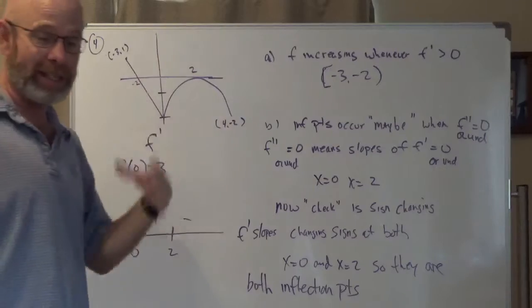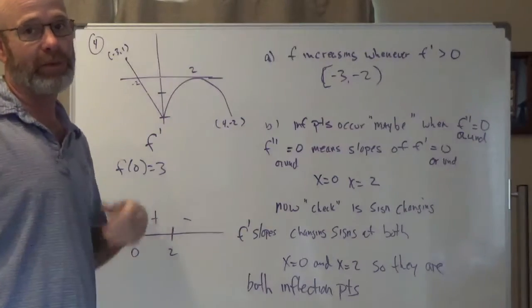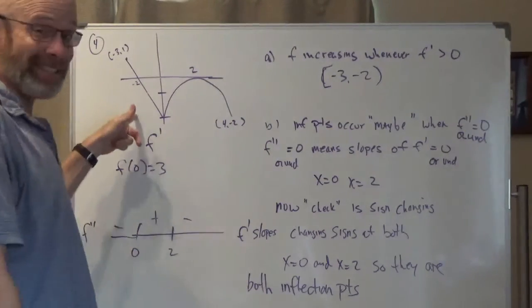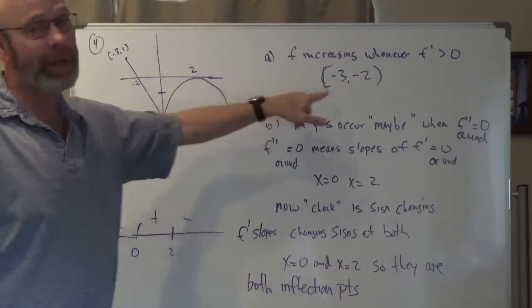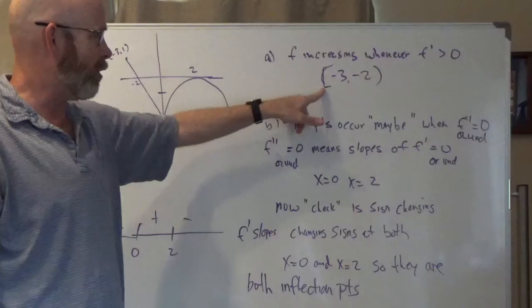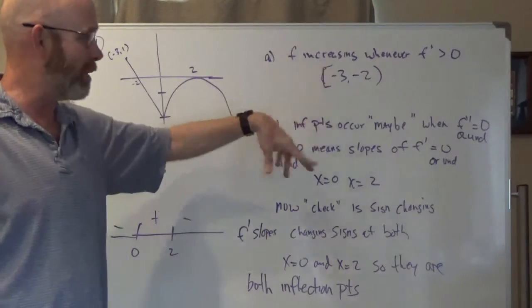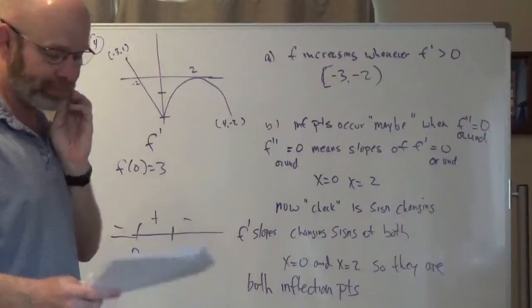So whenever I hear increasing, I think derivative. If the function is increasing, the derivative must be positive. This is the derivative. So the derivative is positive only here and here, right? So from -3 to -2. It's a little bit unclear if that should be an open parenthesis or closed. It doesn't really matter, but it's from -3 to -2.